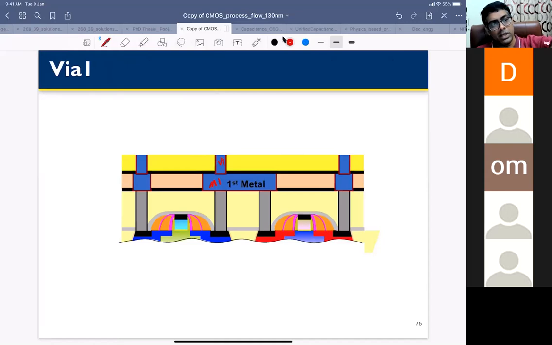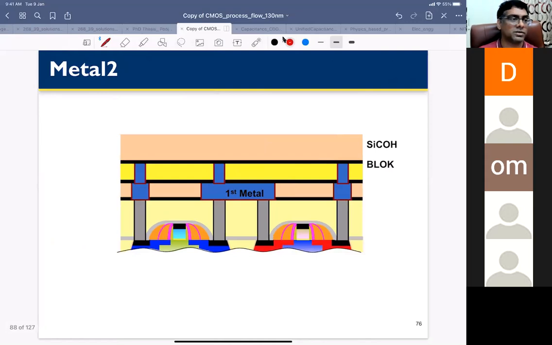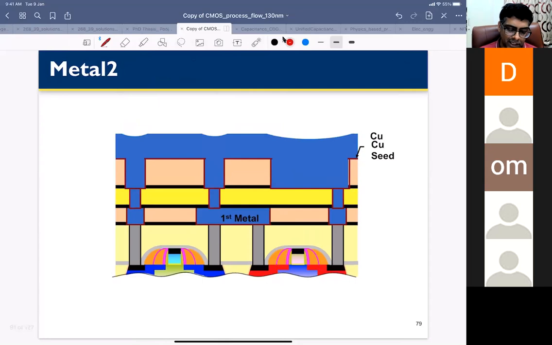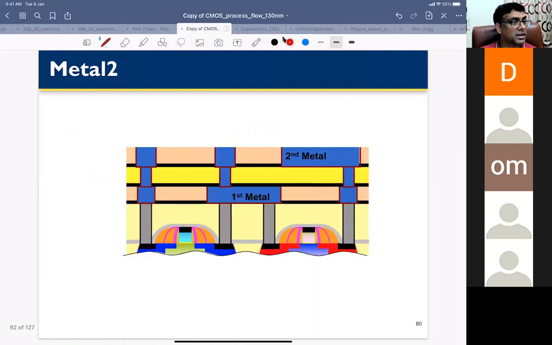So once you have metal one and via one, then you have to do metal two. Metal two will follow the same process. You deposit dielectric, mask it, etch it, then you deposit again. This is your intermetal dielectric. Then you mask, etch, then you fill. Basically you deposit metal and polish it, and that will be metal two. So this is the first level of metal, this is the second level of metal, and this is your via one. This is how you will go to different layers of metal.